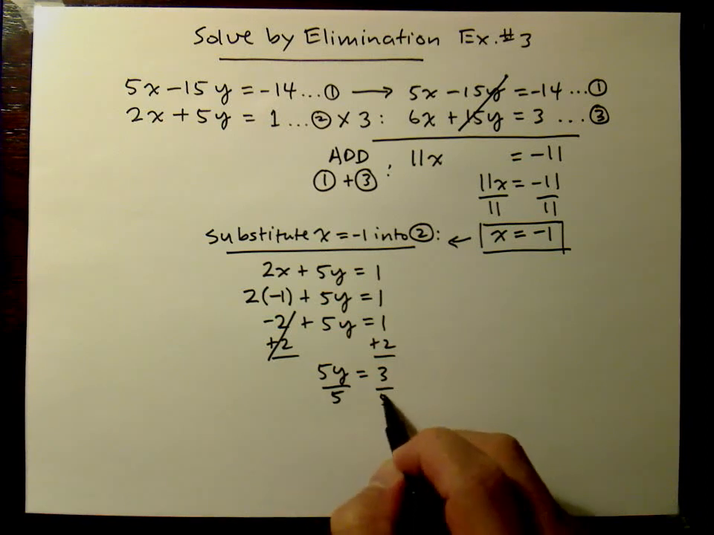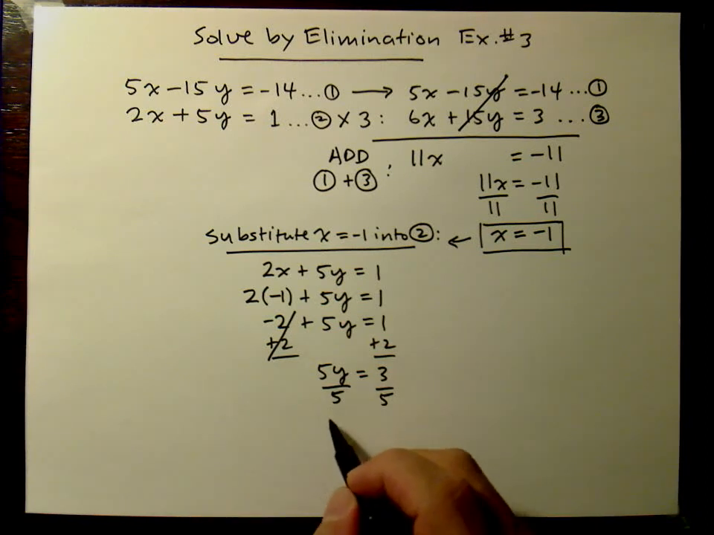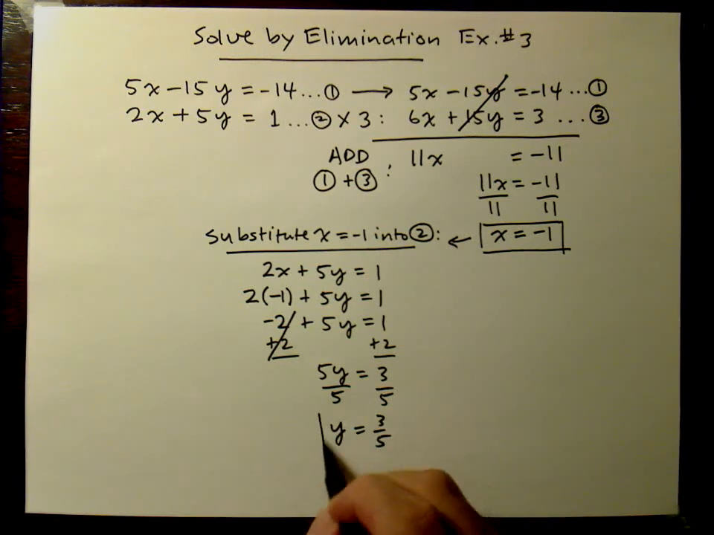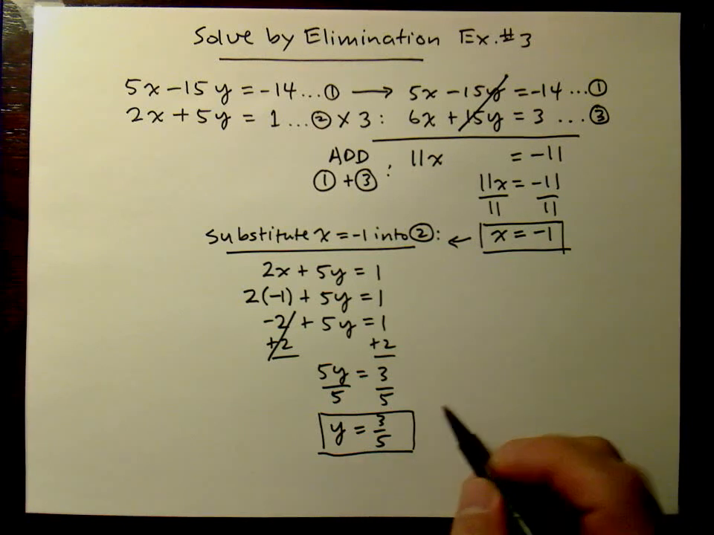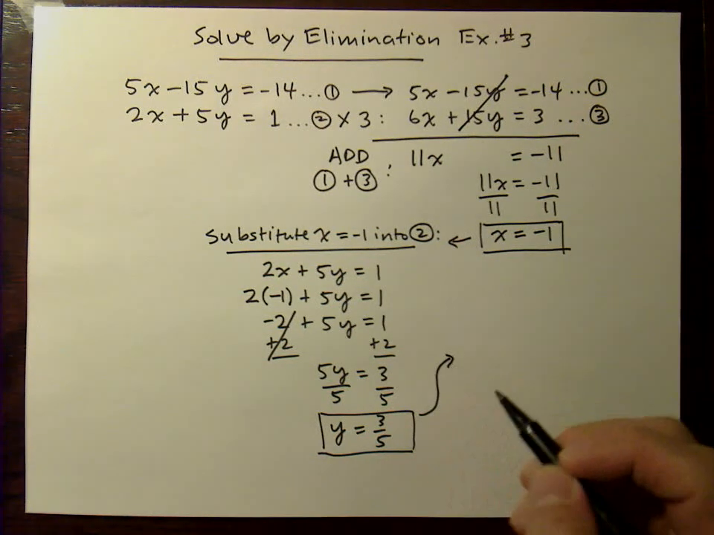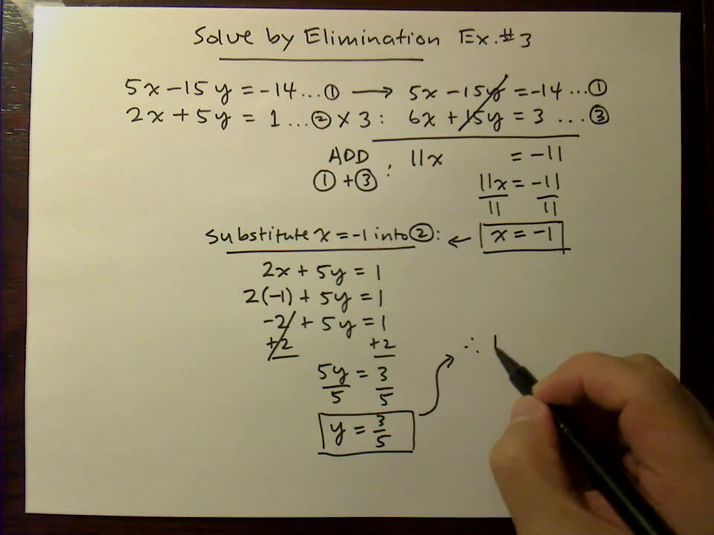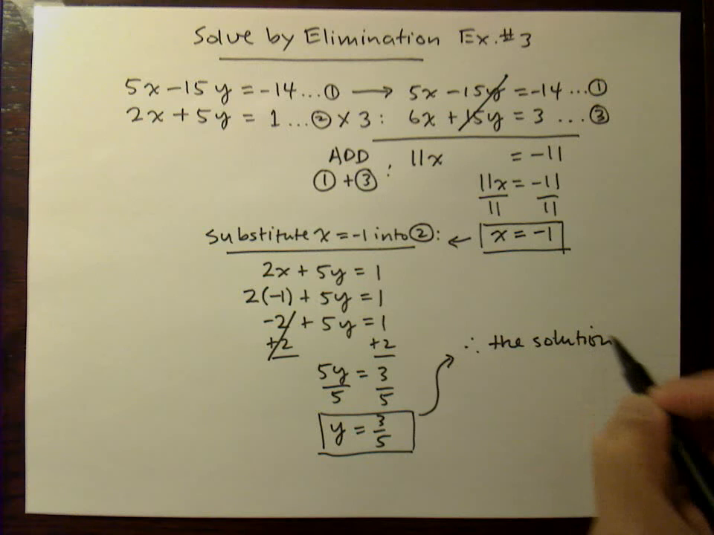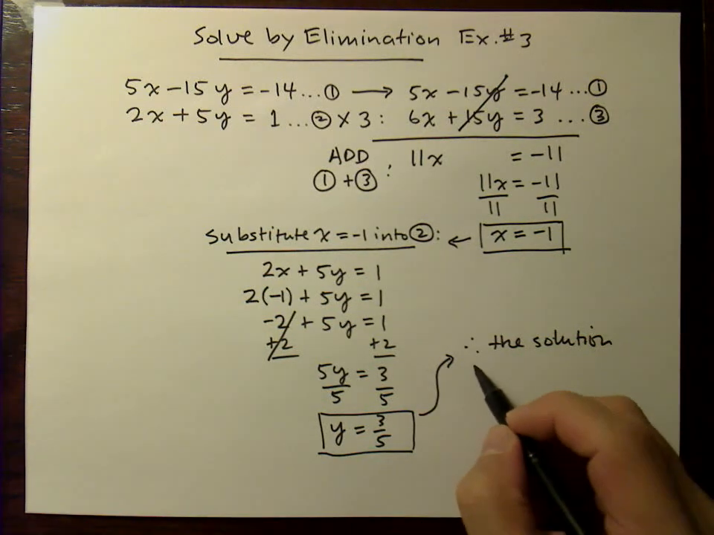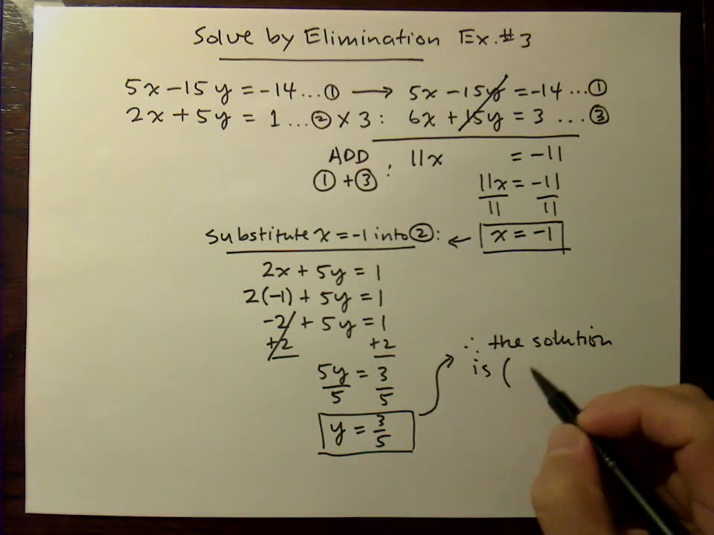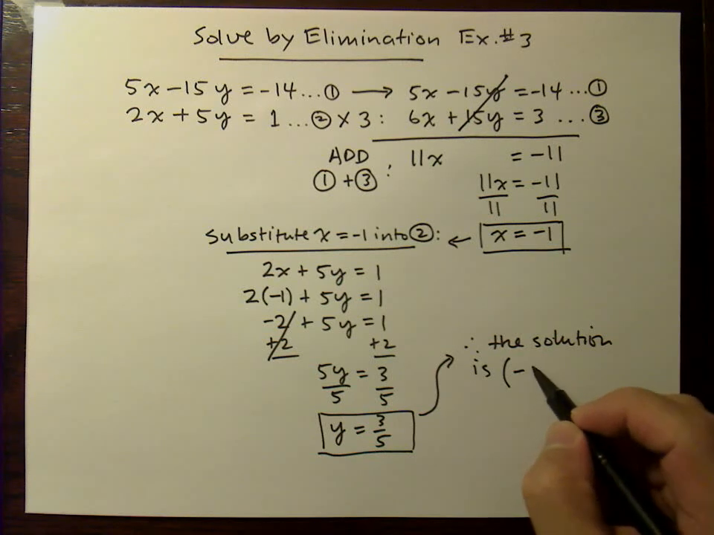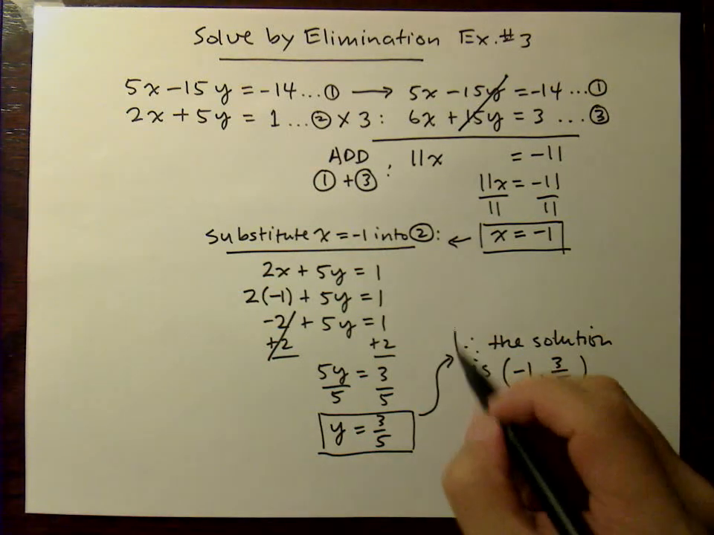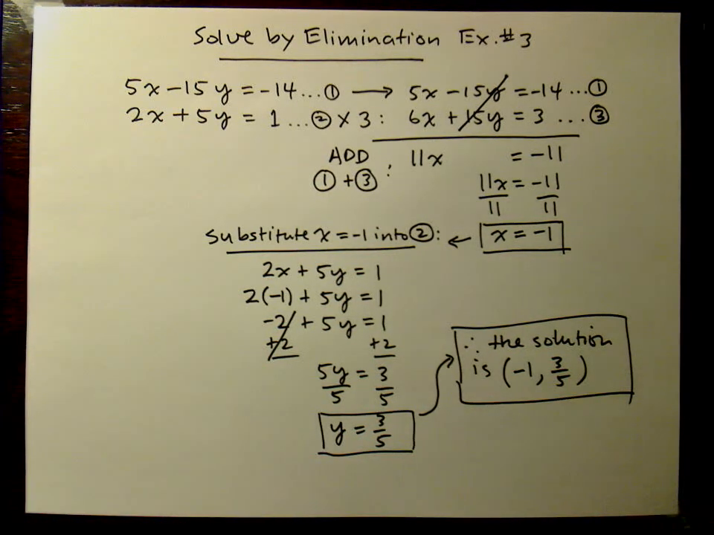Continuing on, we divide both sides by 5, which leaves us with just y equals 3 over 5. And this is the y coordinate for the solution. So let's conclude that the solution, or the point of intersection of these two straight lines, is the ordered pair x coordinate first, which is negative 1, then the y coordinate 3 over 5. And that is the answer to this question.